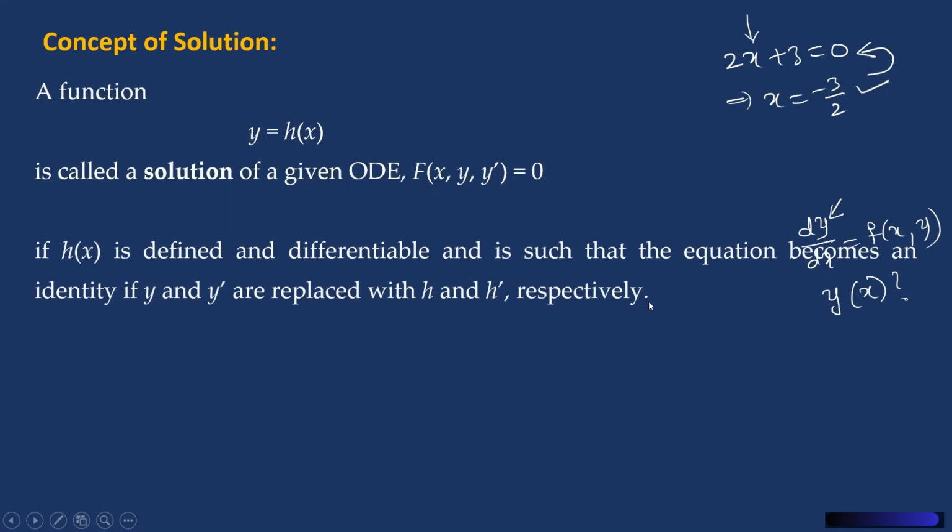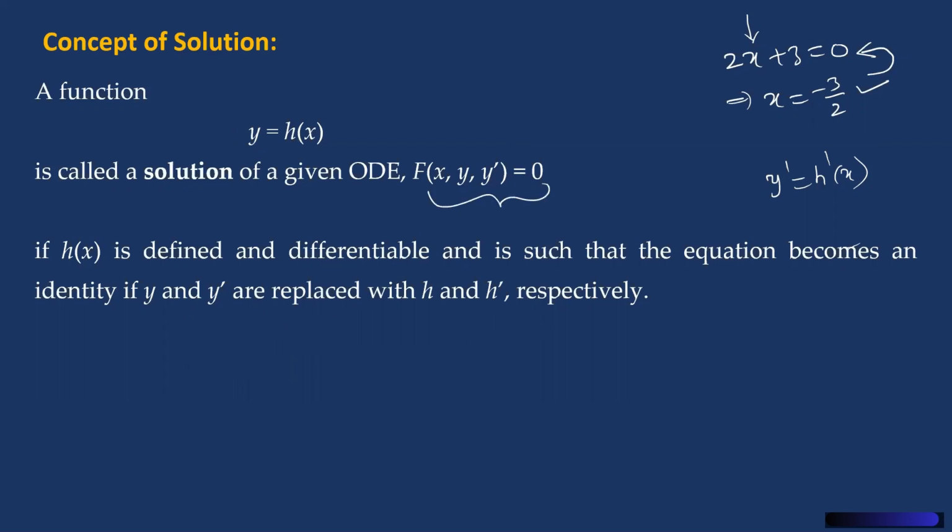is such that the given equation becomes an identity when we substitute both y and y dash in the given differential equation. When y is h of x, y prime is nothing but h prime of x, the derivative of h. Now, in the given differential equation, if you substitute y and y dash by h and h dash, and if this equation is satisfied, then you can call h of x the solution of this differential equation. h of x is the solution when it satisfies the given differential equation. That's the way.